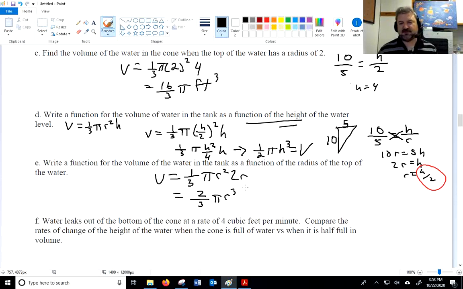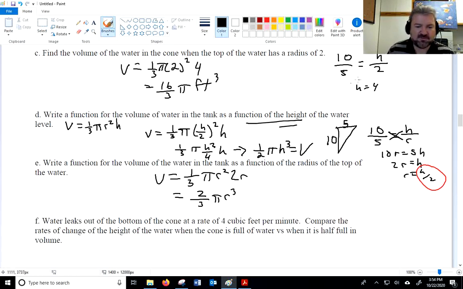Now, don't misunderstand me. I'm not saying that these relationships are the same in all cones, but every cone can be done this way. You can always express the h as a function of r and the r as a function of h. They can be different. Maybe the height is 3 times as big as the radius, or only half the radius, something like that.